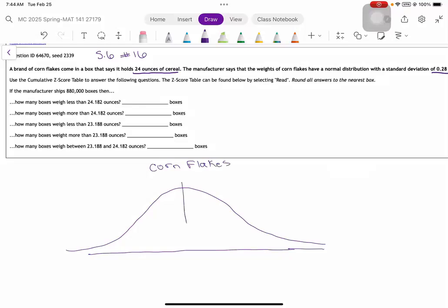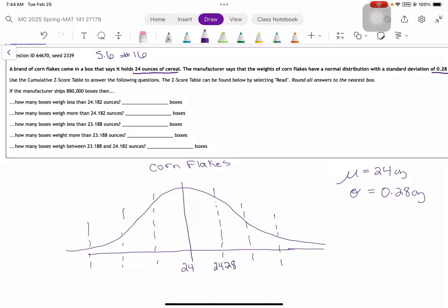And then my mean is 24 ounces, and my standard deviation is 0.28 ounces. So I'm going to draw that first standard deviation, second standard deviation, and third standard deviation above and below the mean. And I'm going to label all of those just so I know what I'm doing and making sure I'm making sense of it. So I just go to my calculator and calculate all these.